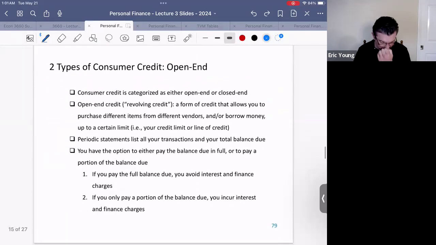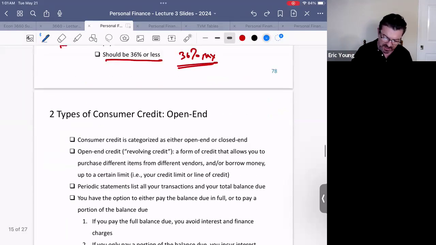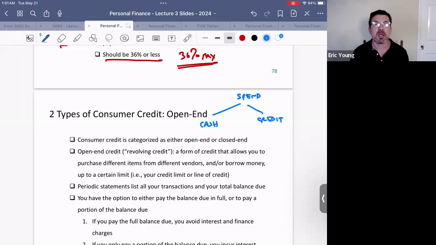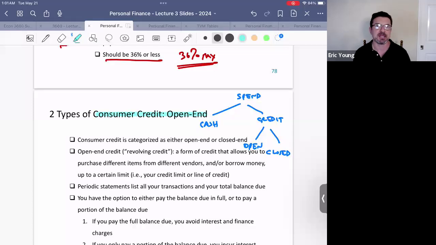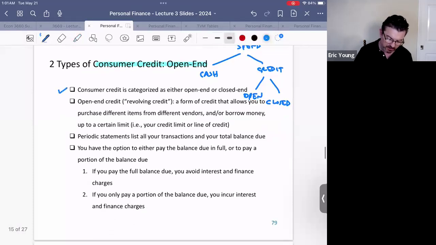Okay? Now, let's wrap up our discussion by quickly parsing out consumer debt. So again, we had said at the beginning that when it comes to spending, it's either cash that you own or credit where you borrow. On the credit side, there's two additional categories. Credit can be known as open-ended credit or closed-ended credit. So in the next couple of slides, we're going to dissect this. So we have first consumer credit, open-ended. And again, all consumer credit can be categorized as either open-end or closed-end. It depends on how it's structured.